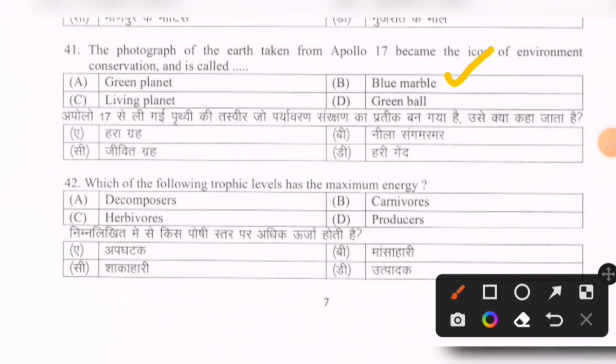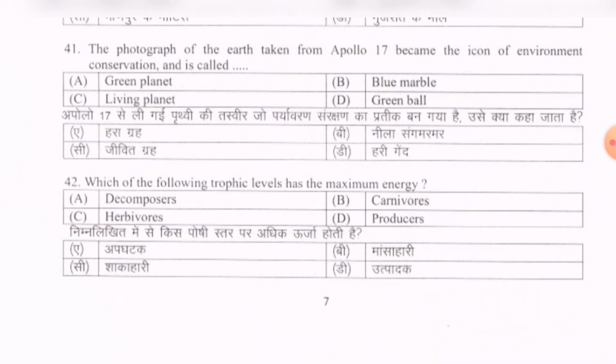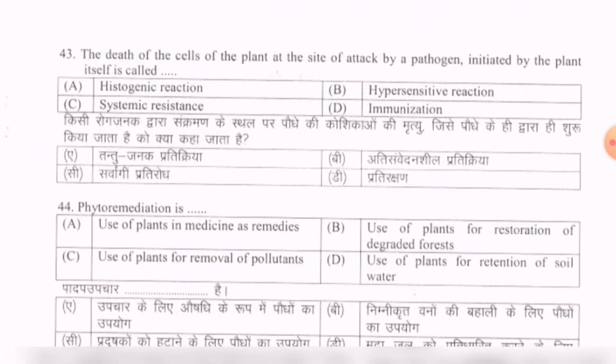Which of the following trophic levels has the maximum energy? Options are decomposers, carnivores, herbivores, producers. The correct option is D, that is, producers is the correct option. Let's see the next one.